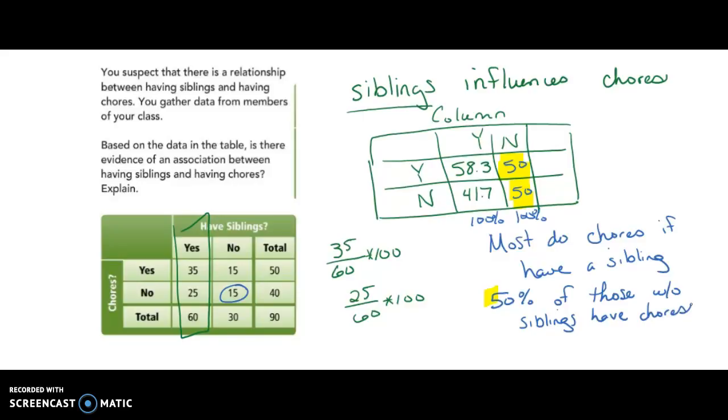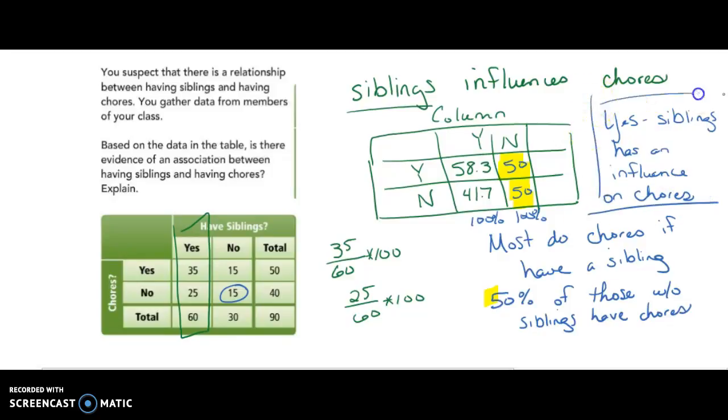So we say yes, having a sibling does seem to influence whether or not you have chores based on this data. That is our conclusion based on the data.